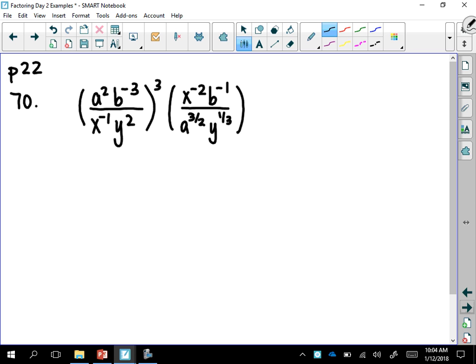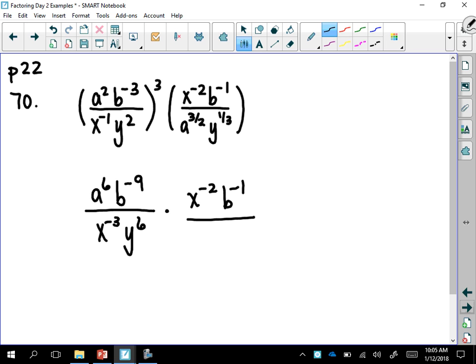All right, so with these, we notice there's no addition or subtraction, so I'm going to distribute in any outside exponents, which we have an exponent of 3 on the outside, so when I distribute that in, that's going to be a to the 6th, b to the negative 9th, over x to the negative 3, y to the 6th. And then in the second parentheses, there was no outside exponent to distribute in, so we'll just leave it alone for right now. And of course, the next step is to deal with any negative exponents.